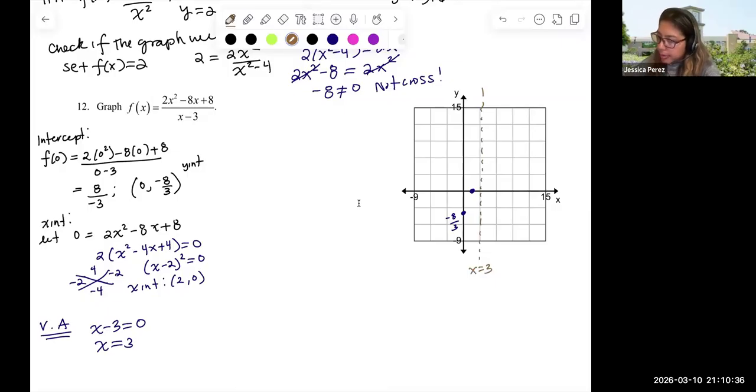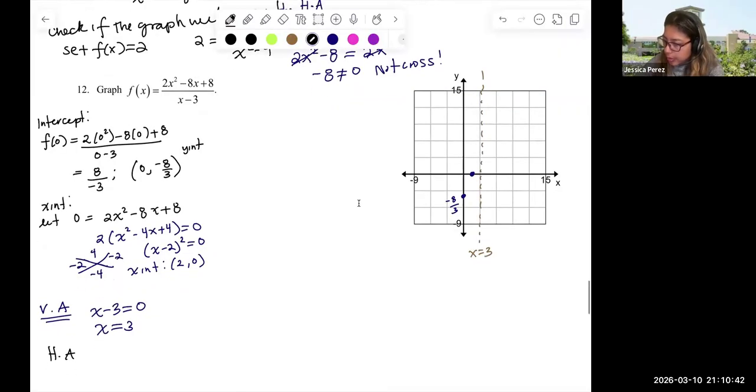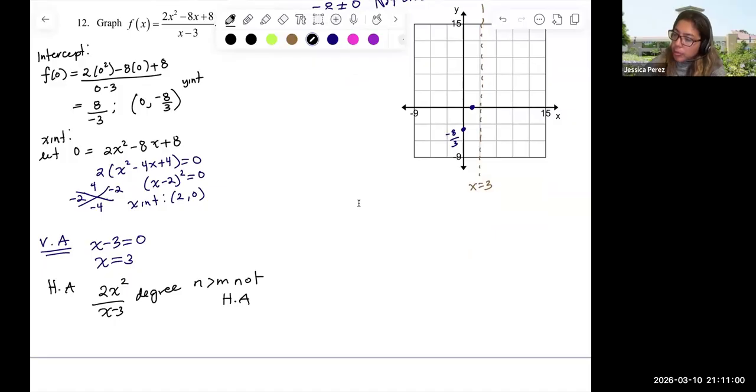And then my horizontal asymptote: well, I have 2x squared over x minus 3, so I'm going to look at the degree. Because n is greater than m, I will not have horizontal asymptotes. But the degree of the numerator is 1 more, so it's going to be a slant asymptote, or an oblique. How do we know that? Because the numerator is 1 degree more than the denominator.